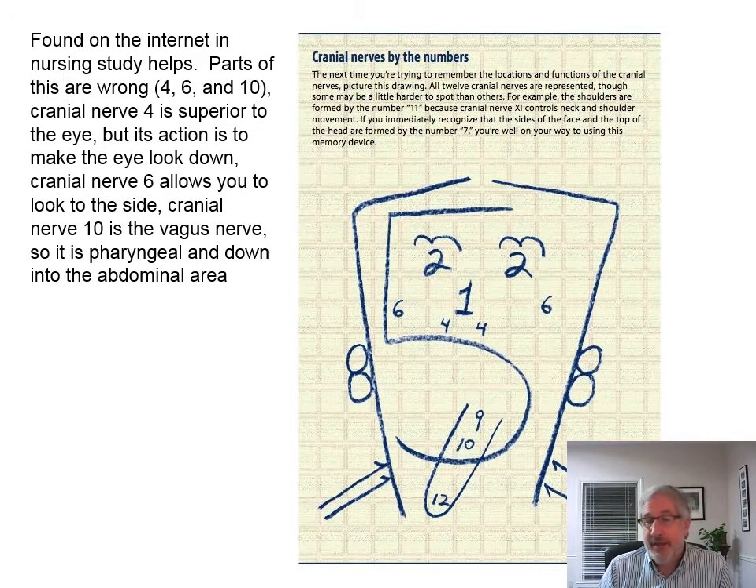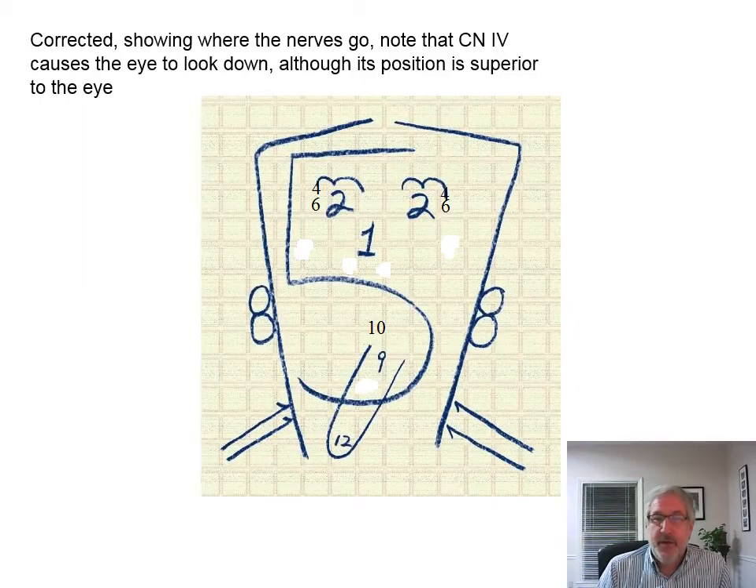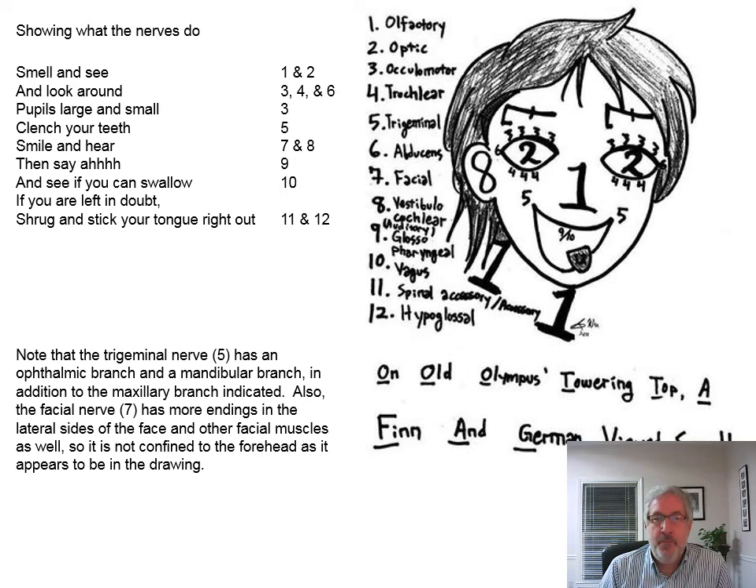So I redid the slides. That's what the next slide is. And so I put 4 and 6 up near the eye where I thought they should be. And then moved 10, the vagus nerve, back to the back of the throat, just to indicate that it's going down and isn't innervating things that are there. It's supposed to go down in the thorax and abdomen. Okay, next slide. Okay. Here's another way of looking at it.